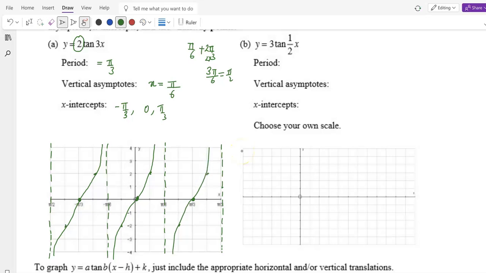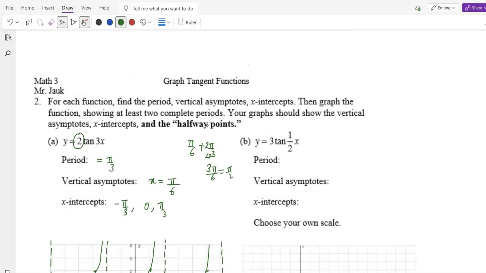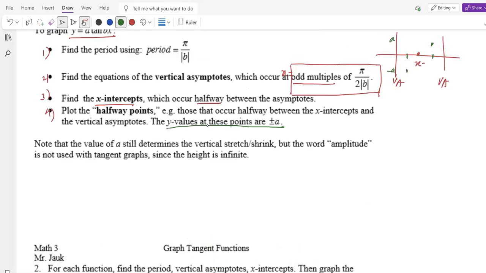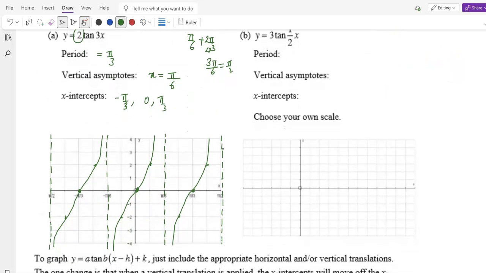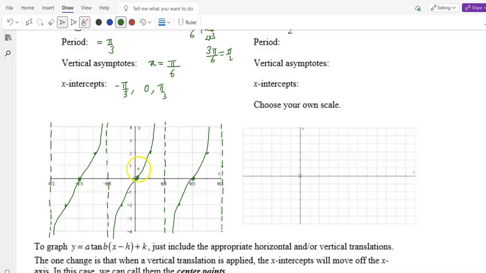Wait, so sorry, what's the word for that 2 again? There's no word. We can't use the word amplitude. We can say halfway points. Okay, halfway point. But the word amplitude is not used for tangent. The value of a still determines the vertical stretch. So 2 is your vertical stretch.